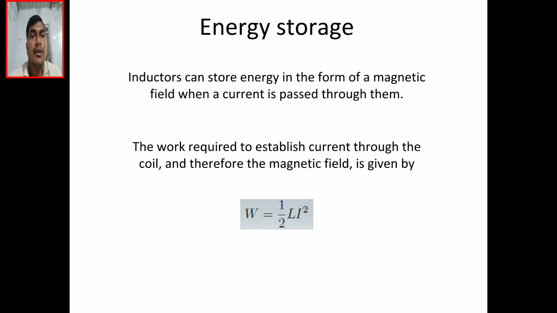That is W or E is equal to half Li square. In a capacitor, W equals half CV square. An inductor stores energy whenever current flows through it, and it starts storing energy in the form of a magnetic field. Okay, this is the energy stored in an inductor.